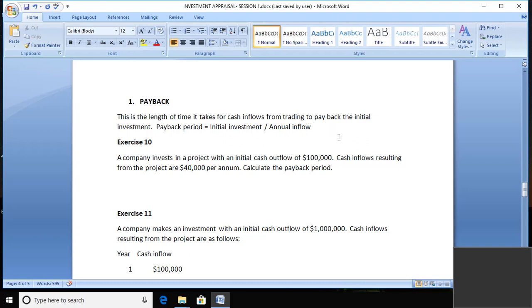All right, so payback period. We've said payback period is the length of time it takes for cash inflows from trading to pay back the initial investment. That's what is called payback period. So where you are given the initial investment and the annual cash flows, payback period can easily be calculated as the initial investment divided by the amounts of those annual cash inflows.